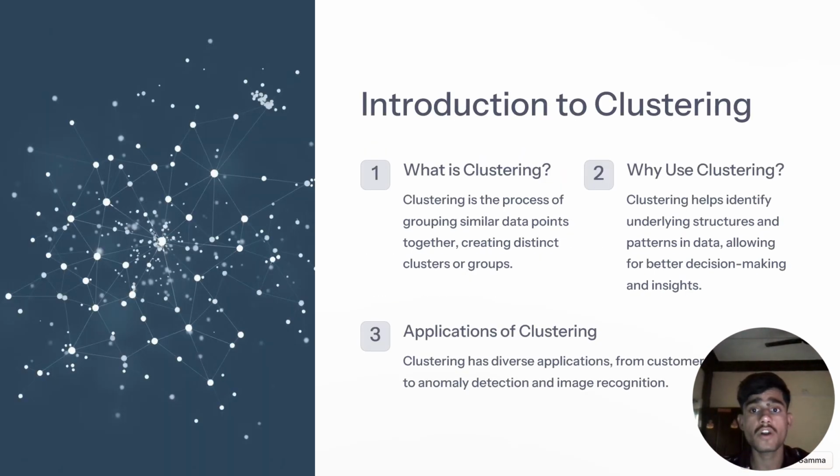Introduction to clustering. First, what is clustering? Clustering is the process of grouping similar data points together, creating distinct clusters or groups. Second, why use clustering? Clustering helps identify underlying structure and patterns in data, allowing for better decision making and insights. Third, applications of clustering. Clustering has diverse applications, from customer segmentation to anomaly detection and image recognition.